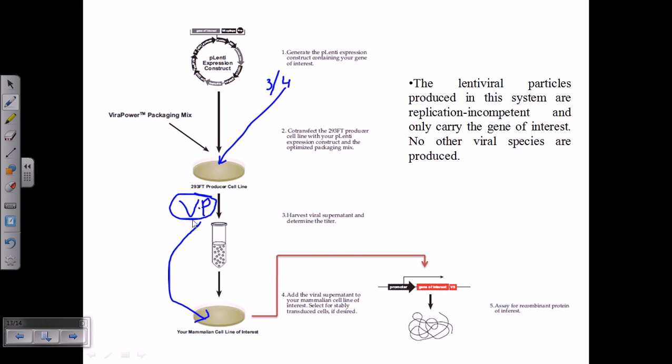Okay, so we will give this viral particle to treat different types of genetic disorders or different types of disorders that are happening inside the mammalian cell line of interest, and the viral supplement is provided to the mammalian cell line so that we can get our proteins. Okay, so that's how we can conduct this experiment.